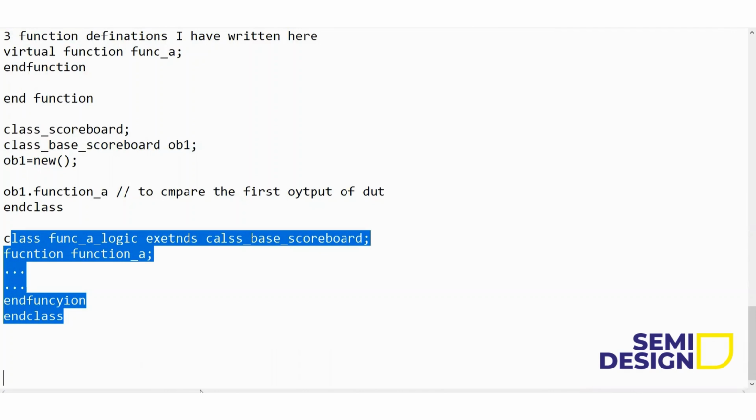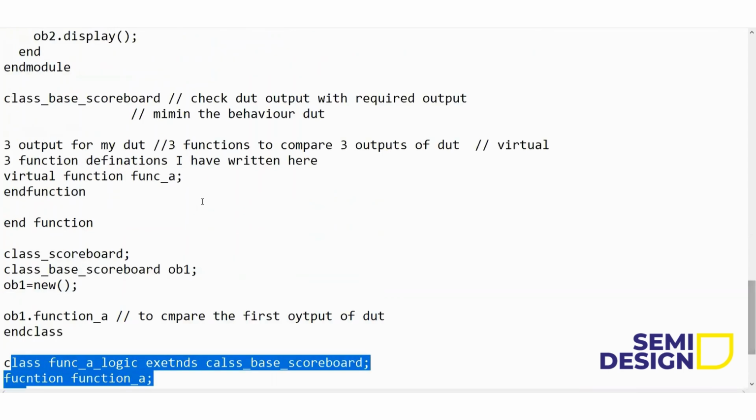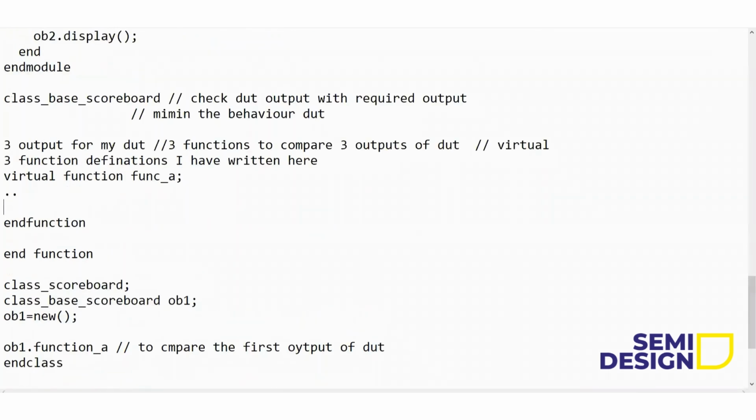Understood? Okay. This is one thing. Another thing is that let's say you have written some logic here, but later on you may need to add some other logic. So one way is to go directly to the base class and add that logic.